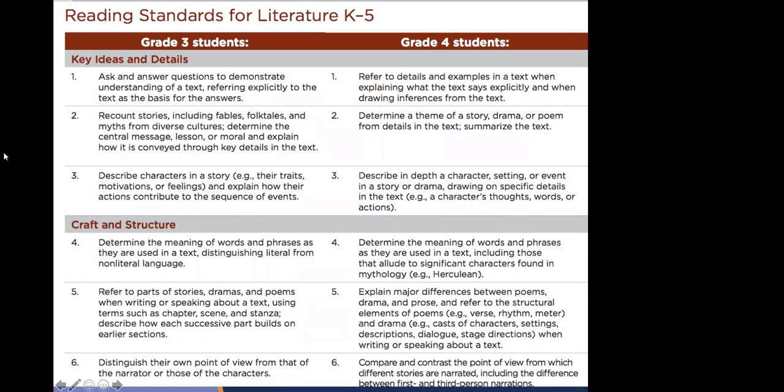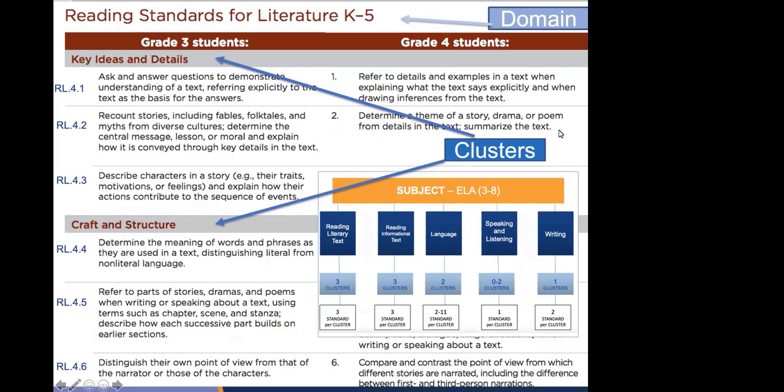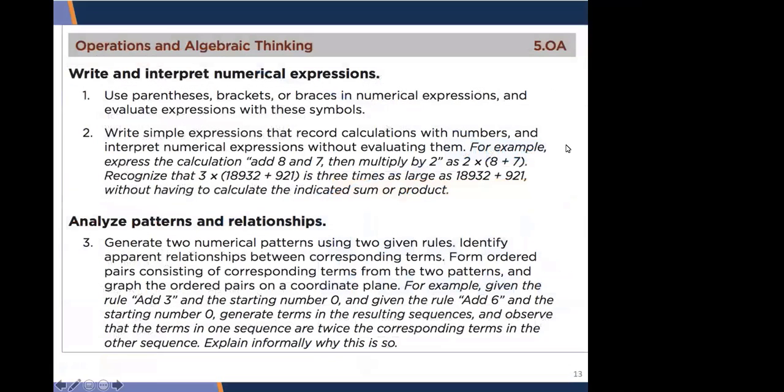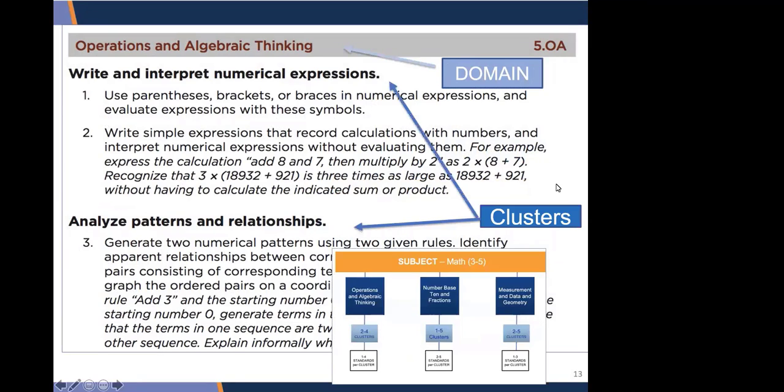If you look at this document, this is a sample of the reading standards for literature for K through 5. So the subject is reading, or ELA. The domain is reading standards for literature. This is a hierarchy. So here's the domain. These are clusters underneath the domain. And then these are standards underneath those. So you need to know this. It's also the same for math: domain, clusters, and standards.